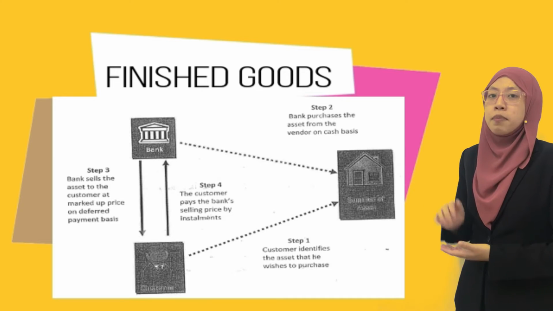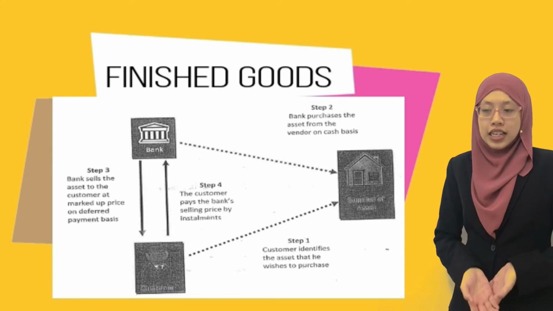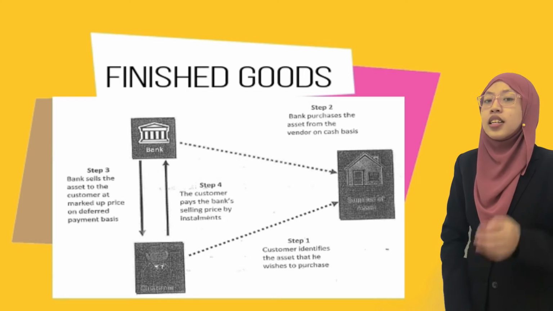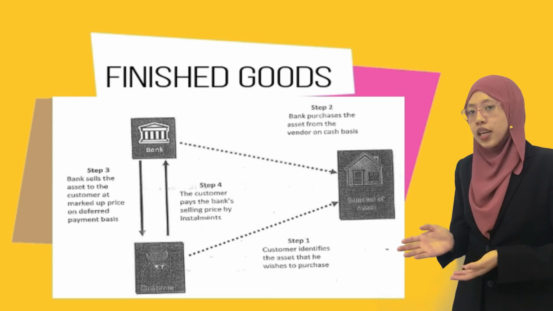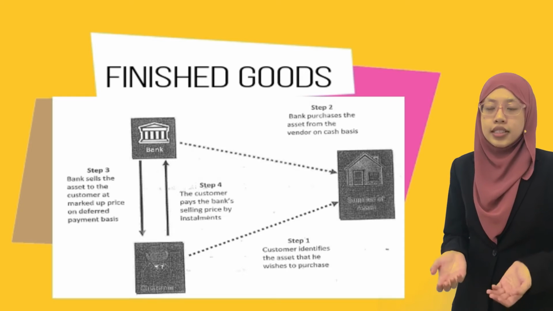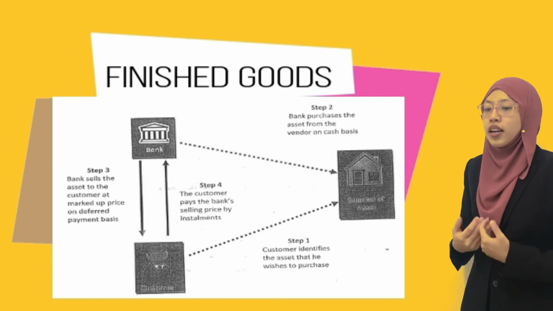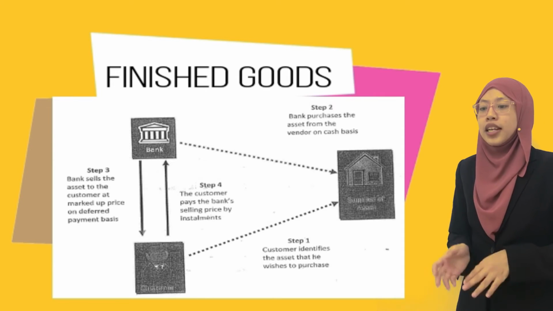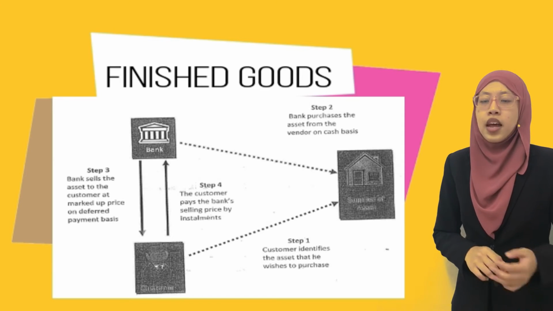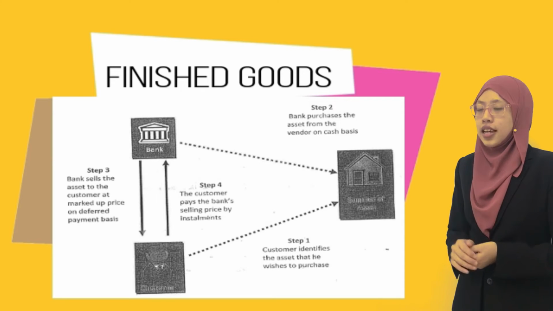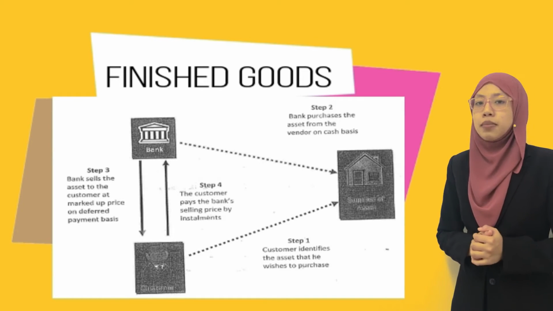This is the step of BBA financing for finished goods. The first step is where the customer requests the Islamic bank to finance a purchase of an asset. The second step is where the bank acquires the desired asset requested by the customer from a supplier on a cash basis. Since the bank has already bought the asset, the asset now belongs to the bank. The bank has a right to sell the asset at whatever price it wishes on a willing buyer, willing seller basis. The third step follows when the bank sells the asset to the customer on a deferred payment basis. This process ends with step 4 where the customer pays the bank the selling price on an installment basis.